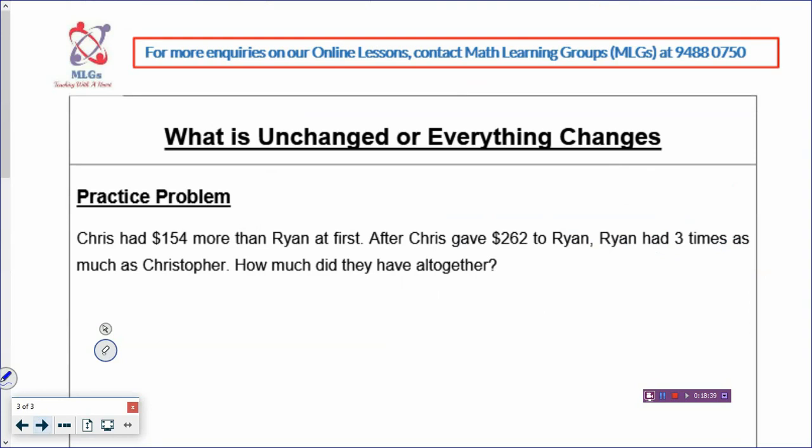Now, Chris had 154 more than Ryan at first. After Chris gave 262 to Ryan, that's a transfer. And then Ryan had 3 times as much as Christopher. So how much did they have altogether?